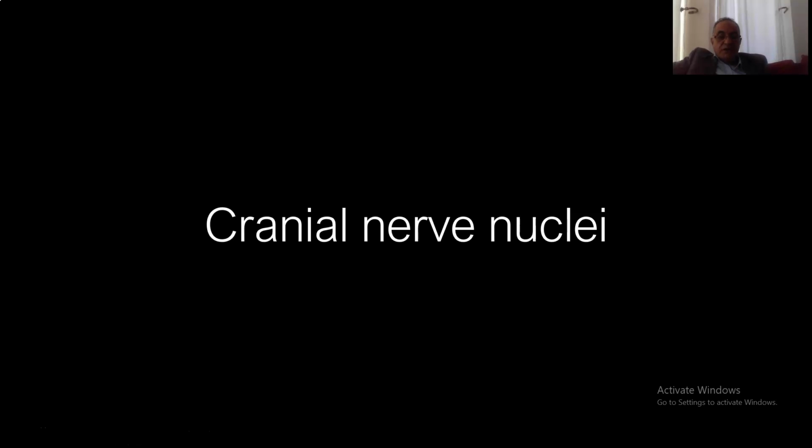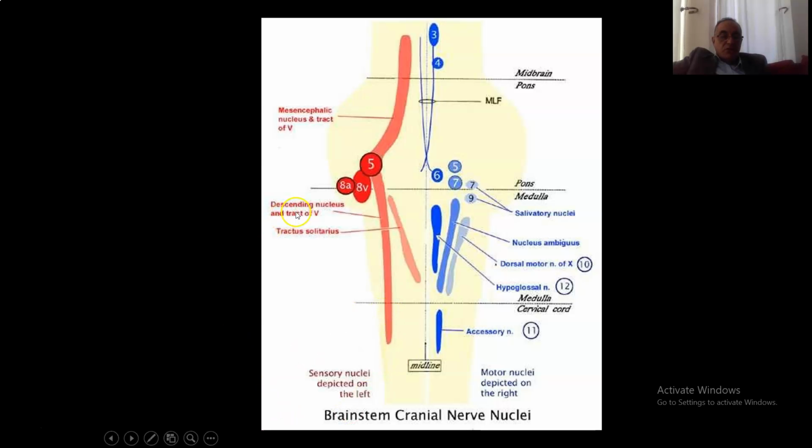The cranial nerve nuclei, we can see them rapidly. The motor are on the right hand and the sensory on the left hand. Here is the cervical cord, the medulla, the pons, and the midbrain.